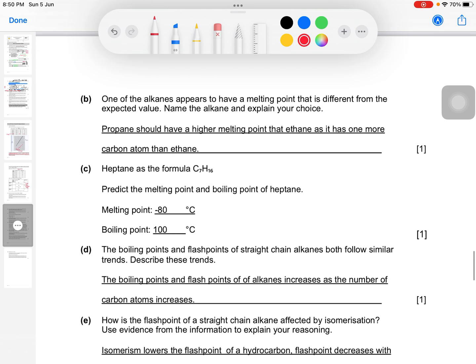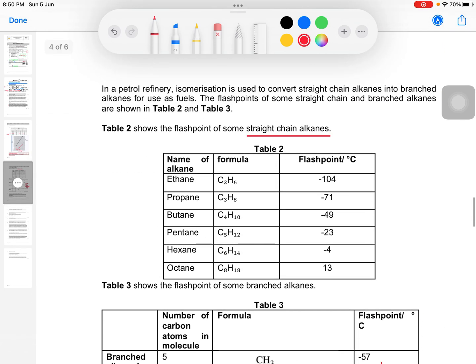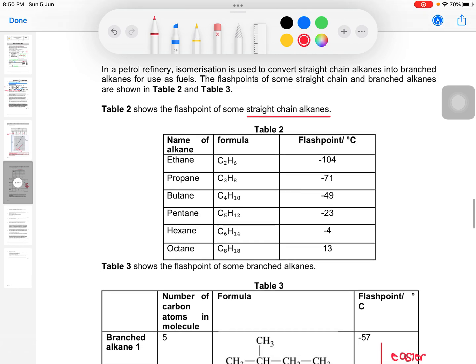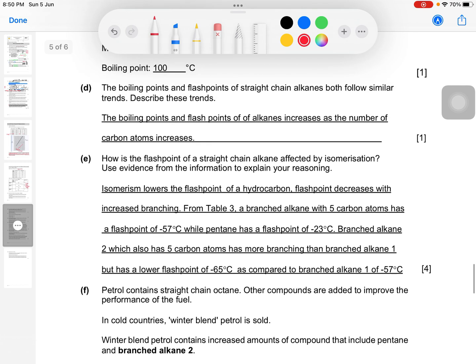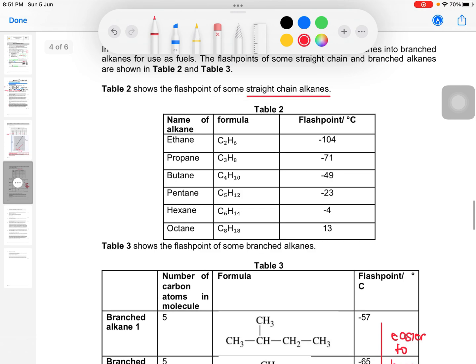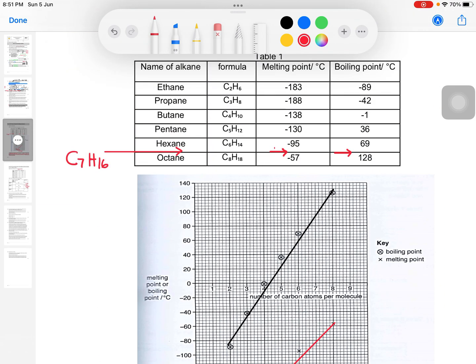The boiling point and flash point of straight chain alkanes follow similar trends. Describe these trends. The boiling point and flash point of the alkanes increase as the number of carbon atoms increases. Again, you need to look here. This is the flash point for straight chain, and the other one is the boiling point. The flash point increases, and the boiling point also generally increases.